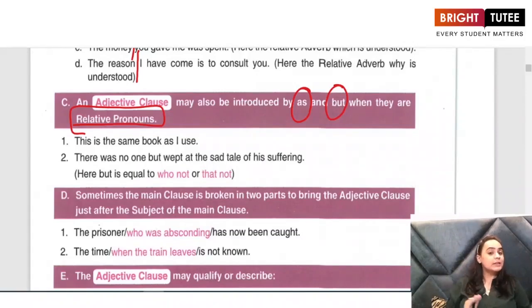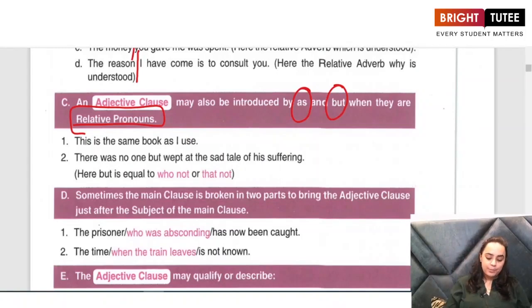In order to understand this, you have to first learn what are the relative pronouns and what are the relative adverbs. The simplest way I will tell you: remember the adverbs, and whatever are not the adverbs are your pronouns. For example, when, where, how, why. These are my 4 relative adverbs. And whatever are left are my relative pronouns. Clear?